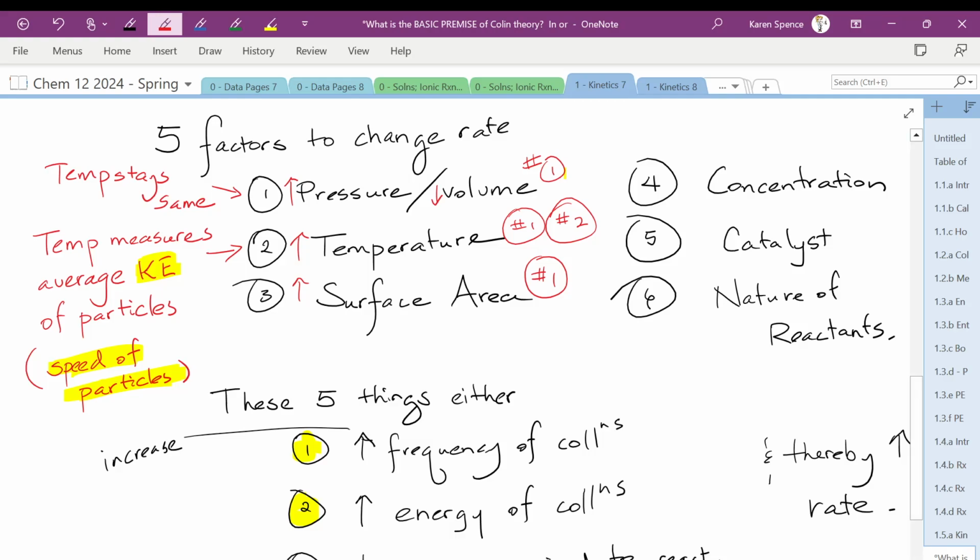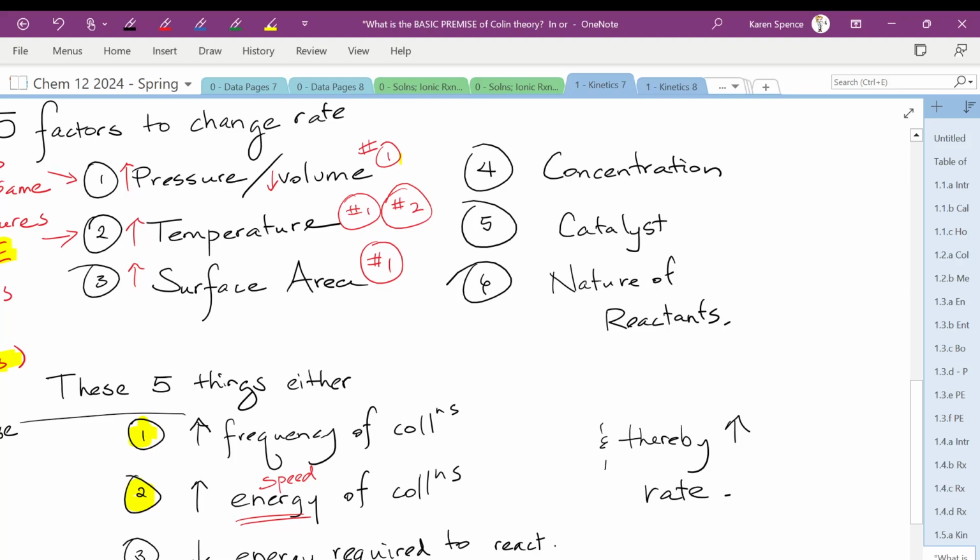Does increasing surface area increase the energy of the collisions? And when you think about energy, you need to think about speed. Does it increase the speed of the collisions? No. Okay, so just factor number 1 for surface area. Concentration. Does concentration increase frequency of collisions? Yes. Does increasing concentration increase the energy of the collisions?